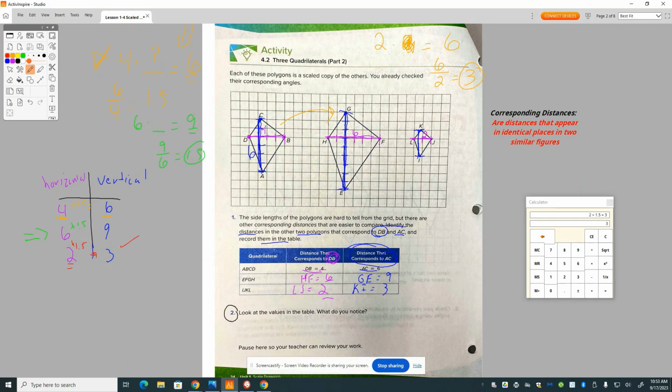So, what have we covered? That not only can we pull information from corresponding distances to help us figure out that scale factor, but we could also create a table to make it a little bit easier on us to look at those patterns and recognize them. How to use tables to help us find scale factors. Let's go ahead and move on to the next page.